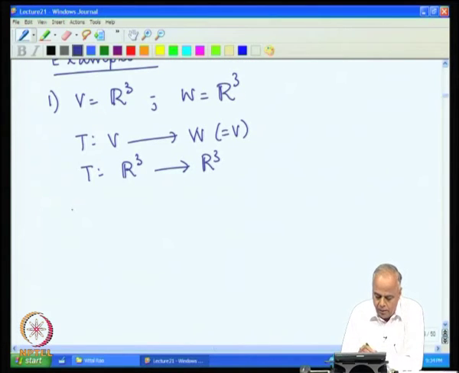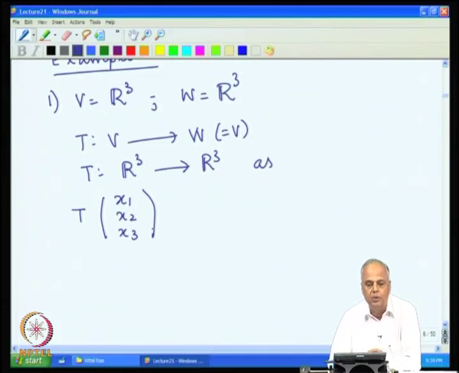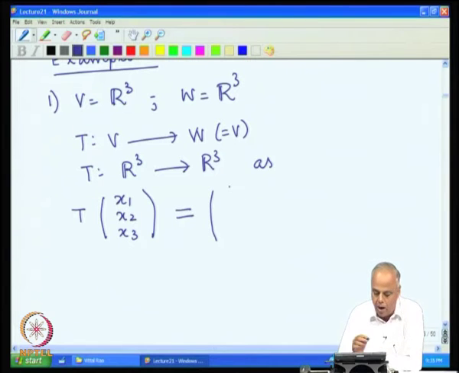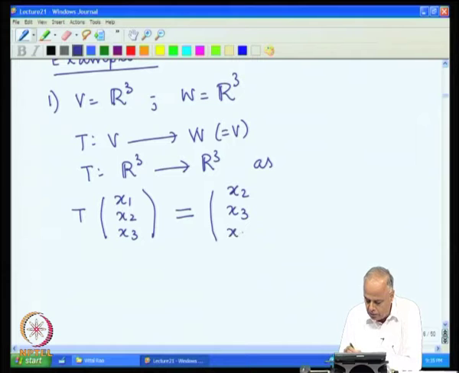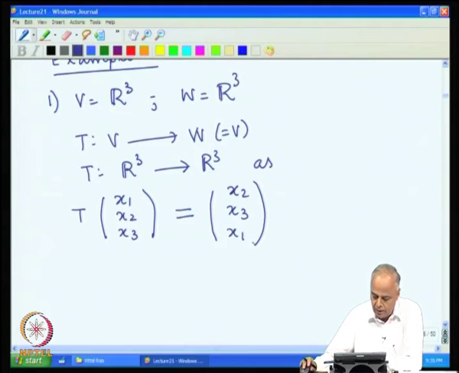We now define this T as follows. Any vector in R 3 is of the form x 1, x 2, x 3. T takes the vector x 1, x 2, x 3 to another vector in R 3, the new vector x 2, x 3, x 1. So, it is sort of a permutation of the coordinates of the vector x.